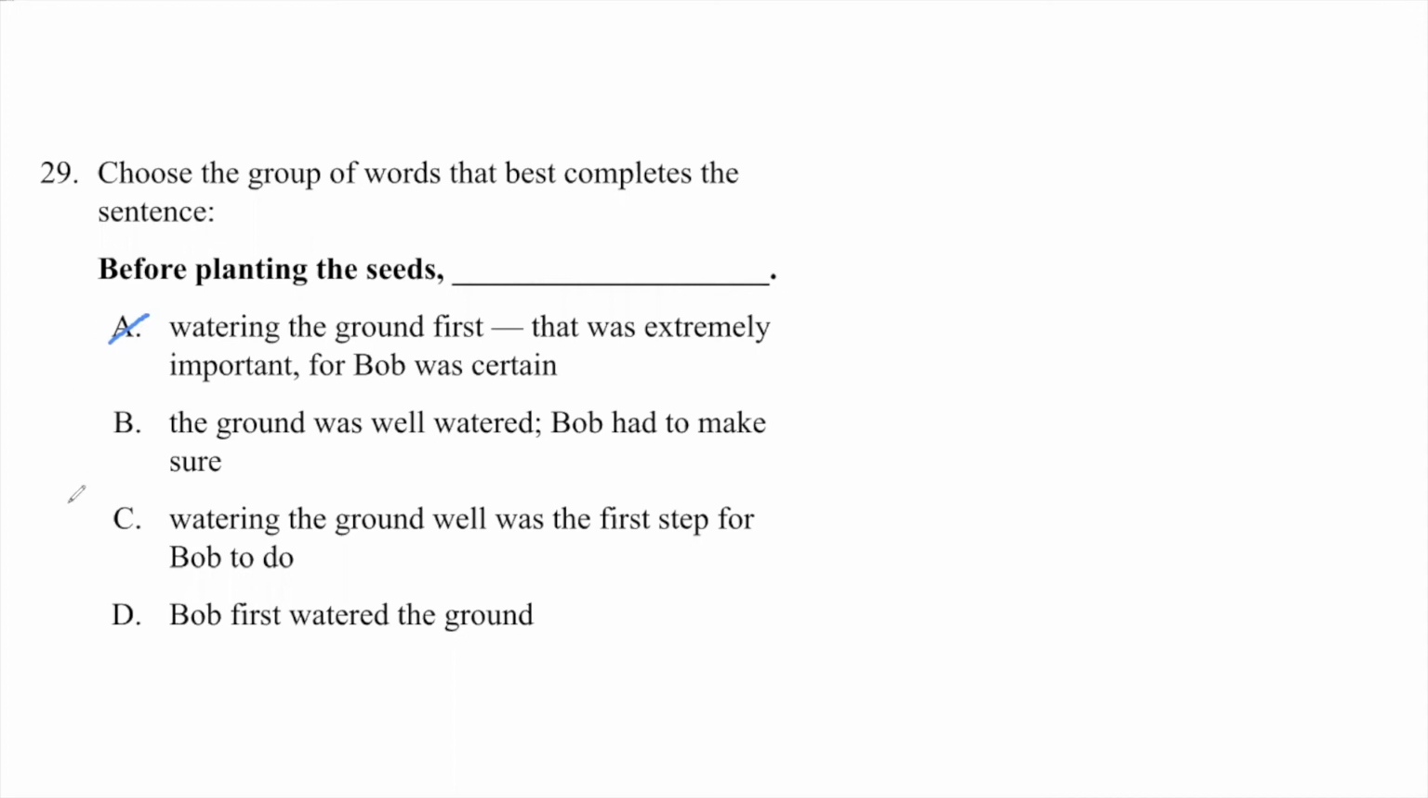Before planting the seeds, watering the ground well was the first step for Bob to do. Well, that definitely sounds better than B, so I think I'll eliminate this. Let's try D. Before planting the seeds, Bob first watered the ground. Well, that sounds perfectly acceptable. Let's read C and D one more time and see which one sounds best. Before planting the seeds, watering the ground well was the first step for Bob to do. Or, before planting the seeds, Bob first watered the ground.